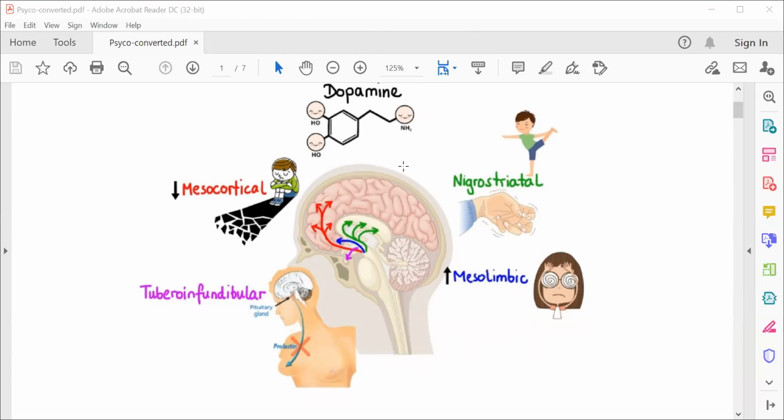So this is a brain, and now in the mesolimbic pathway, if dopamine increases, it will lead to positive symptoms. In the mesocortical pathway, it is the opposite. If dopamine decreases, it will lead to the negative symptoms. So when I take antipsychotic, it will block dopamine in the mesolimbic pathway, so it will decrease dopamine. So what will happen to the positive symptoms? It will be less, correct?